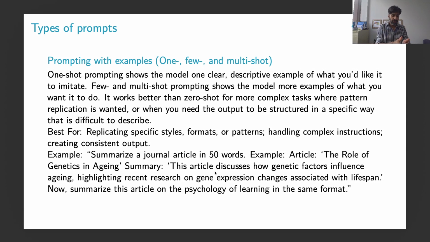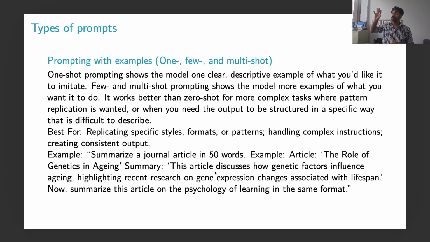Then the difference between these other prompting strategies are really in terms of the examples. So prompting with examples is one, few, or multi-shot. One-shot prompting shows the model one clear descriptive example of what you'd like it to imitate. So few and multi-shot prompting shows the model more examples of what you want to do. It works better than zero-shot for more complex tasks where pattern replication is wanted, or when you need the output to be structured in a specific way that is difficult to describe. So it's best for replicating styles, formats, or patterns, handling complex instructions, and creating consistent output.